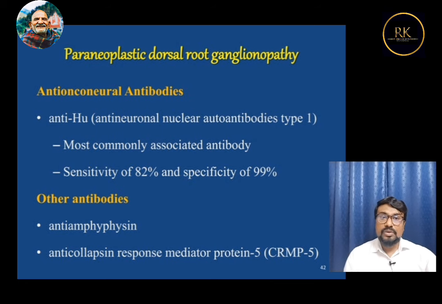Paraneoplastic dorsal root ganglionopathies can be associated with anti-onconeural antibodies like anti-Hu and anti-amphiphysin, and collapsin response mediator protein, CRMP5.